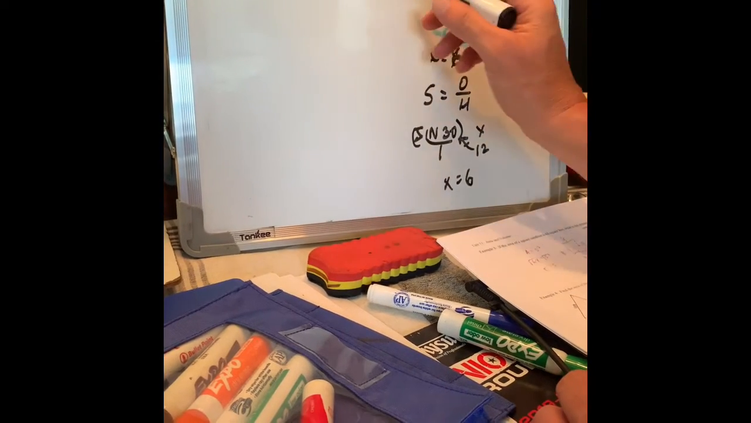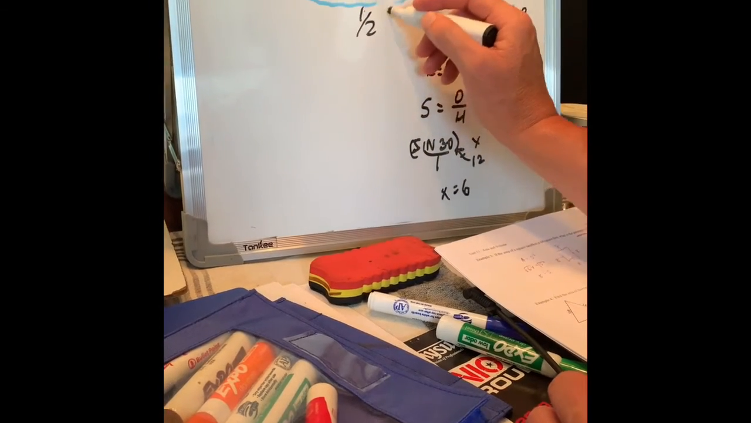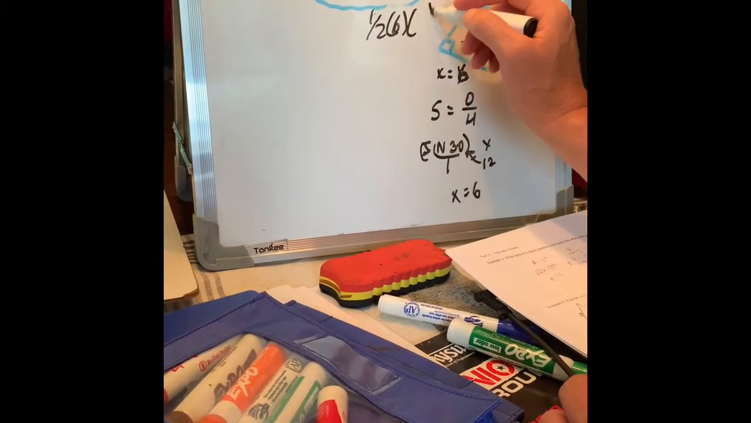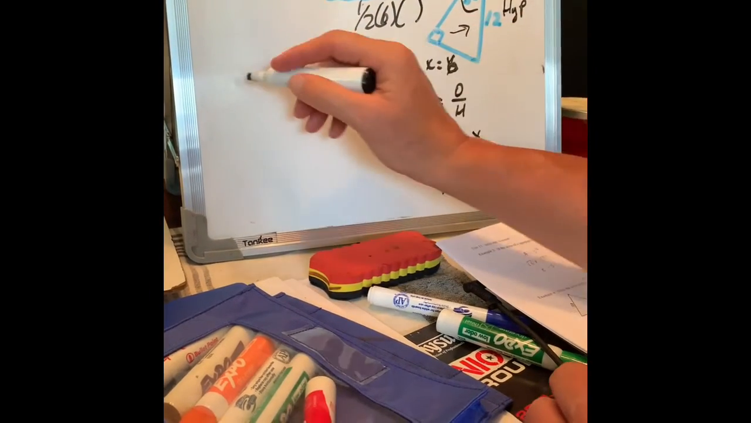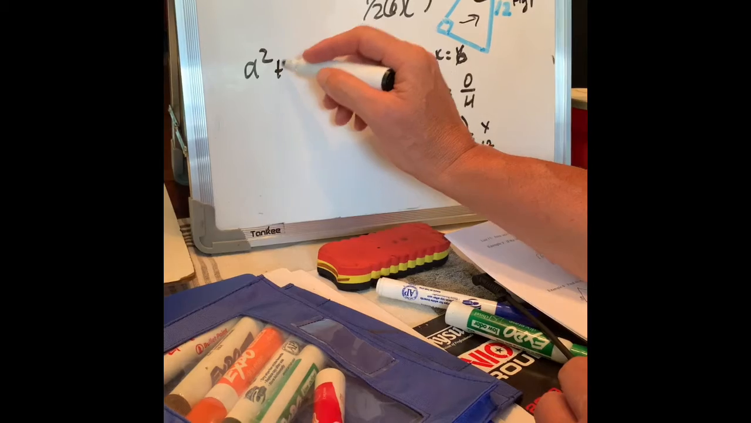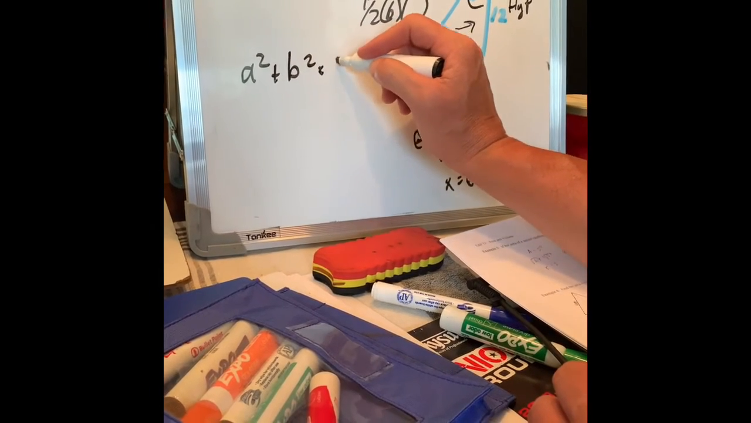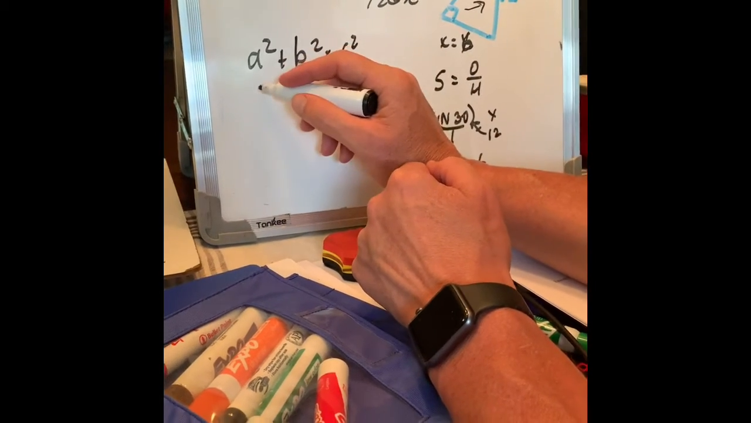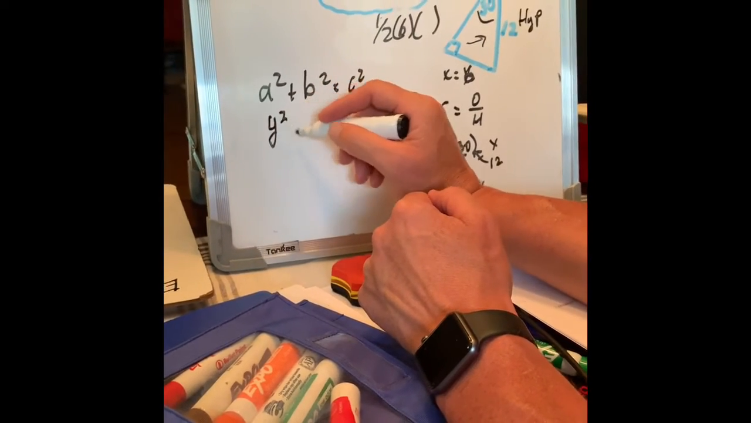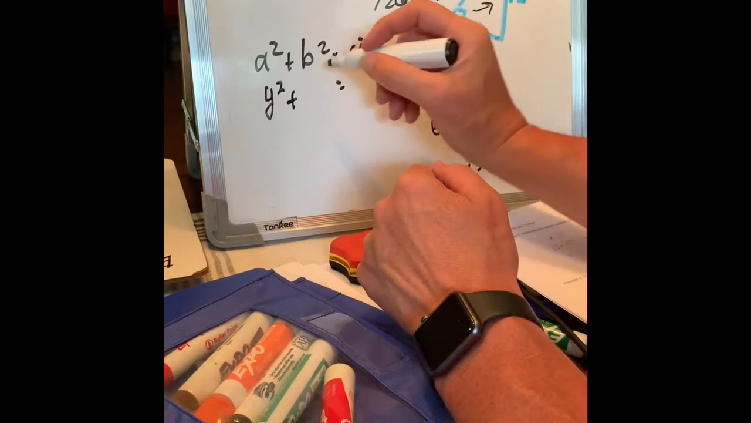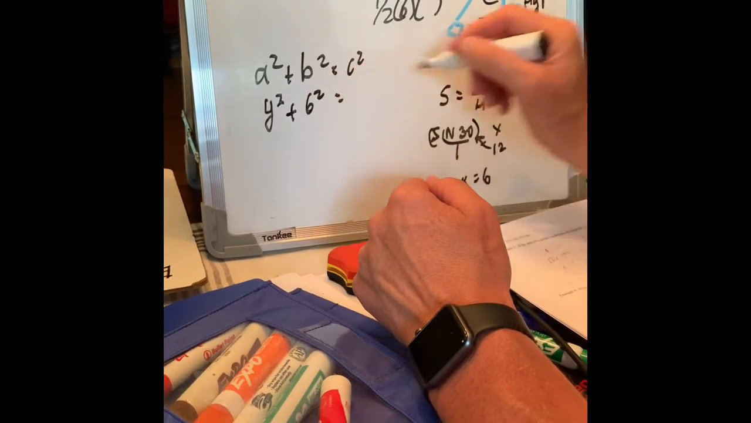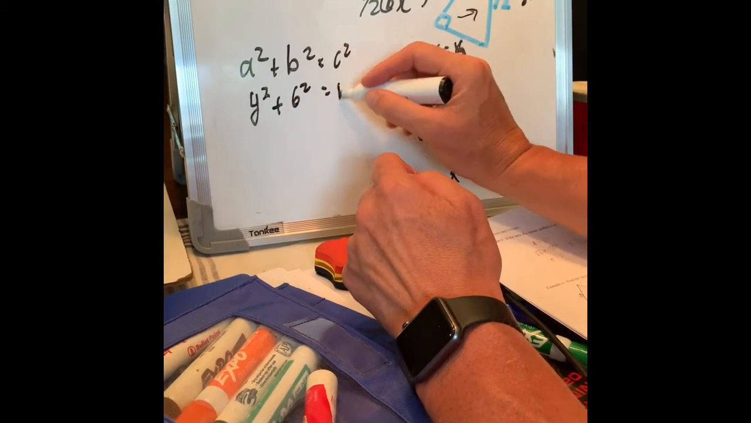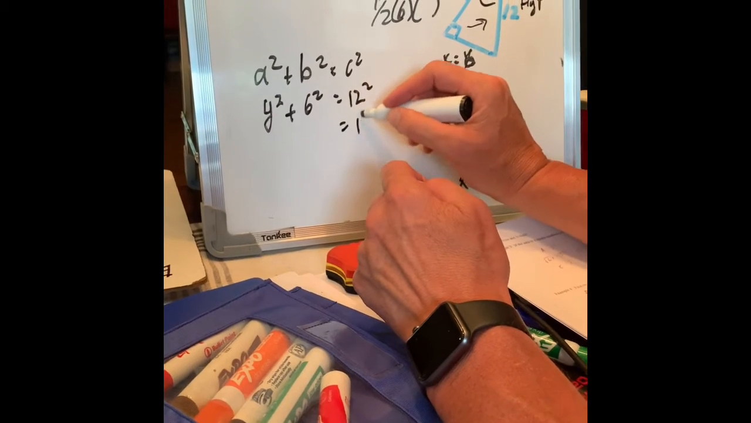All right? So 1/2 of 6, I'm almost done, times the height. Now, I like Pythagorean theorem. If you guys like sine, cosine, tangent better, knock yourself out. It doesn't matter, you're going to get the same answer. So I'm going to make this y squared so I don't confuse anybody too bad. 6 squared is 36. The c is 12 squared, which is 144.